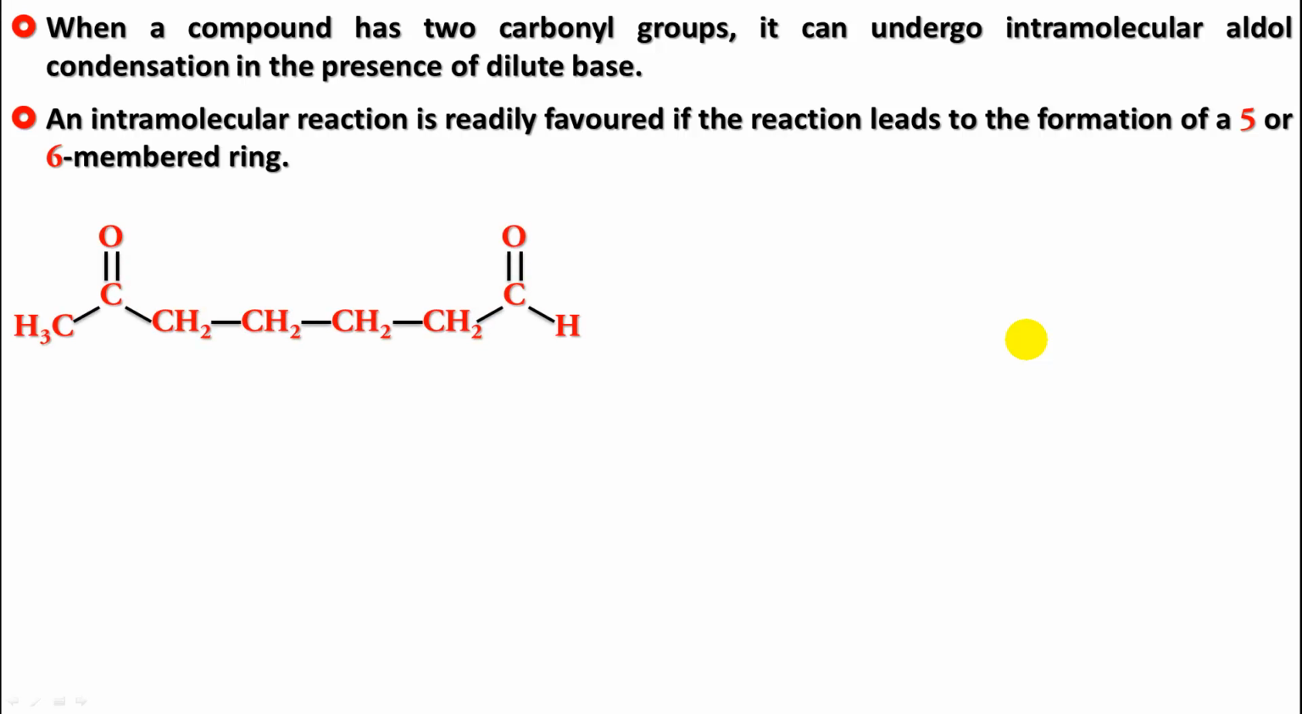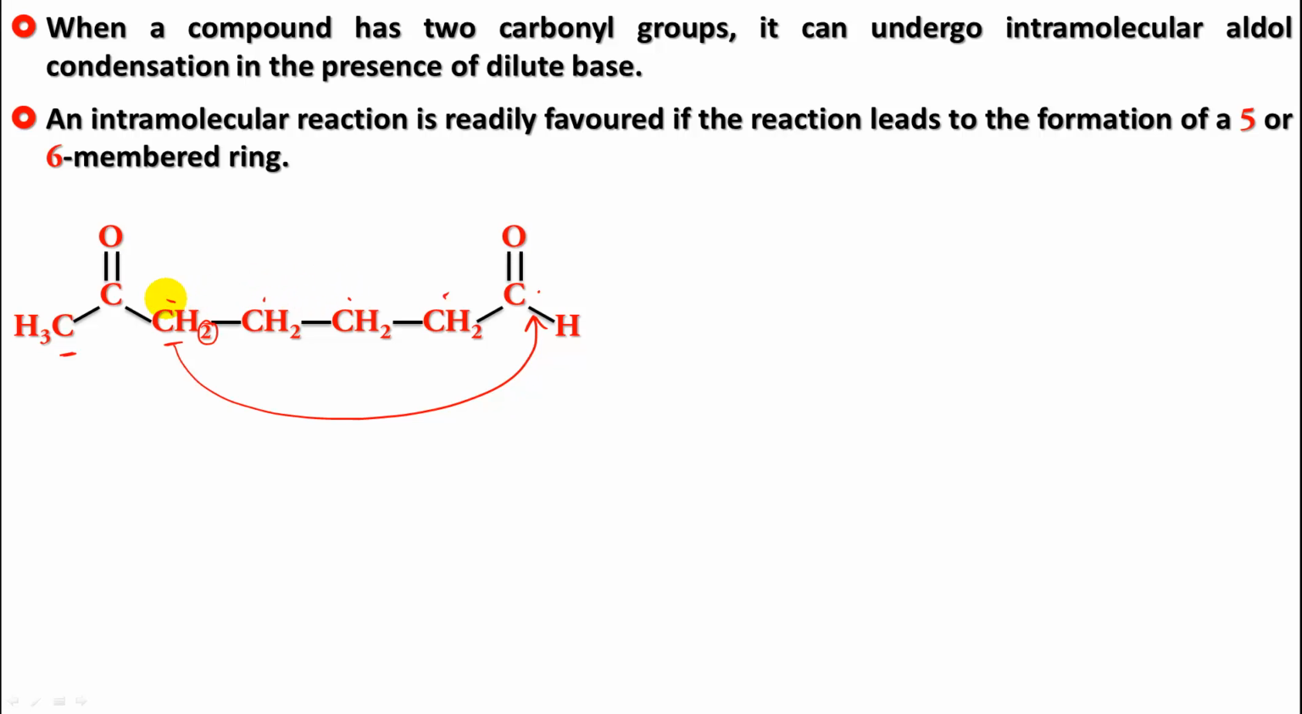Now, as you can see, this is the aldehyde part. This is the ketone part. And we know that in an aldehyde and ketone situation, it is the alpha H of the ketone that is lost and the aldehyde's carbonyl carbon is the one that is attacked. So there are two alpha carbons of the ketone. If the alpha H of this carbon is lost, this carbon anion is going to attack like this, and I'm going to get 1, 2, 3, 4, a 5 membered ring.